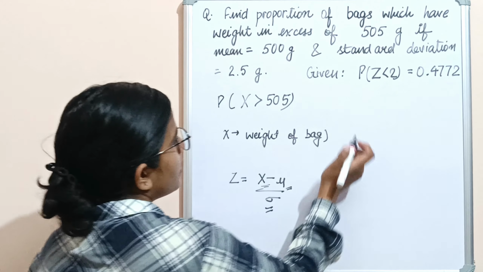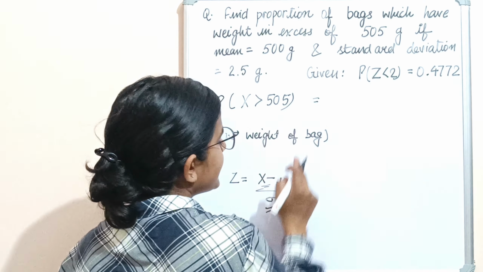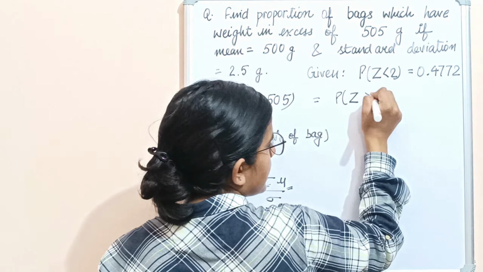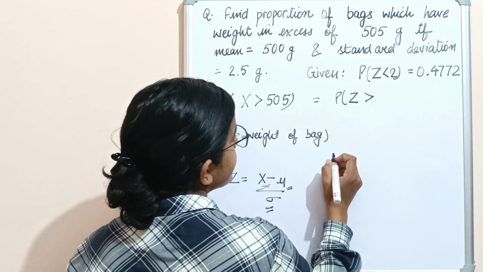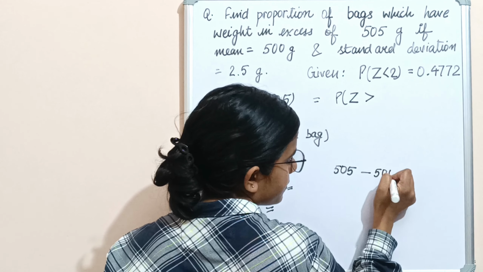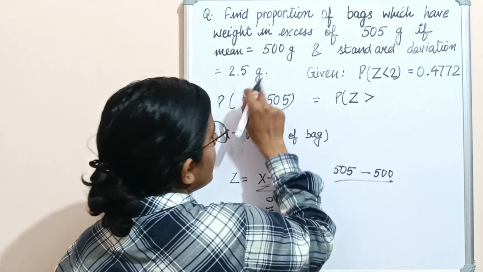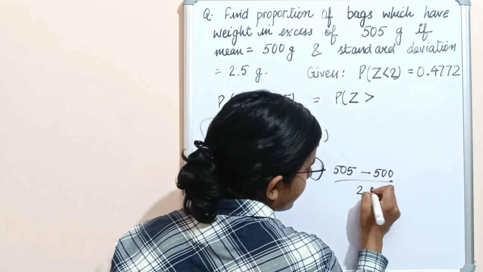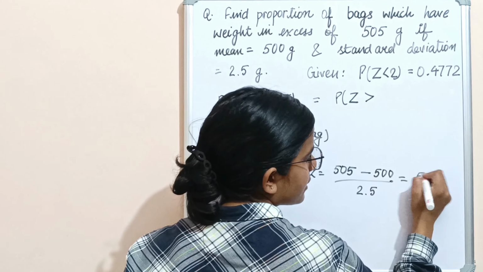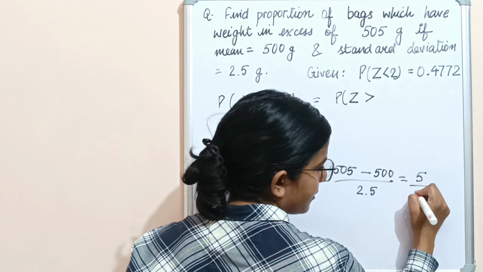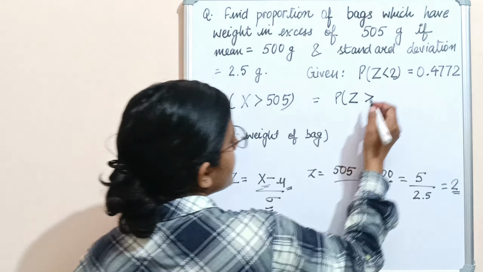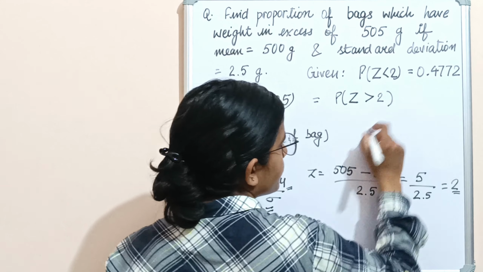Now, if we change this probability in terms of the standard normal variate, this will be the probability of Z greater than X, which is 505, minus mu, 500, divided by the standard deviation 2.5. Z will be 5 divided by 2.5, and that equals 2. Now we have to find out the probability of Z greater than 2.